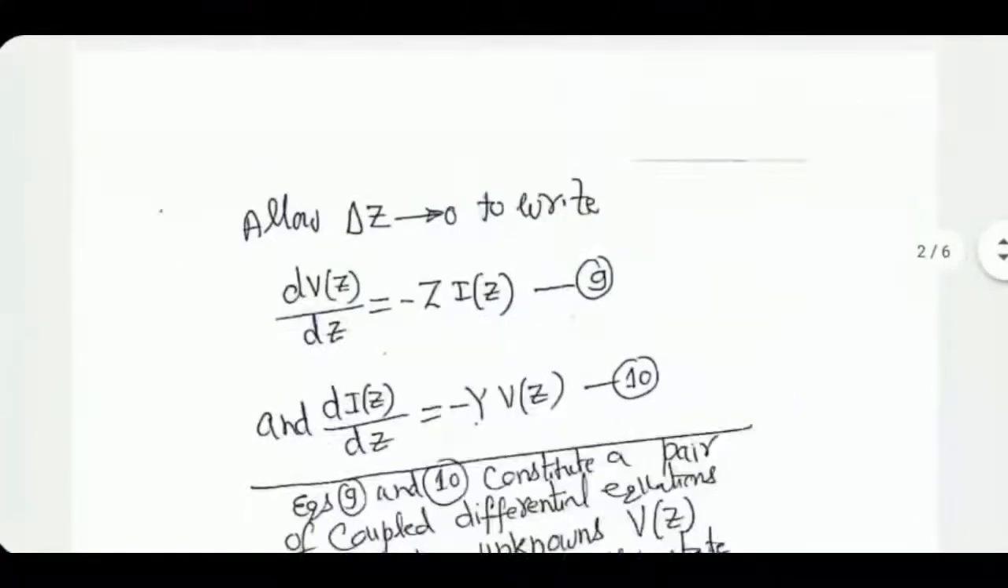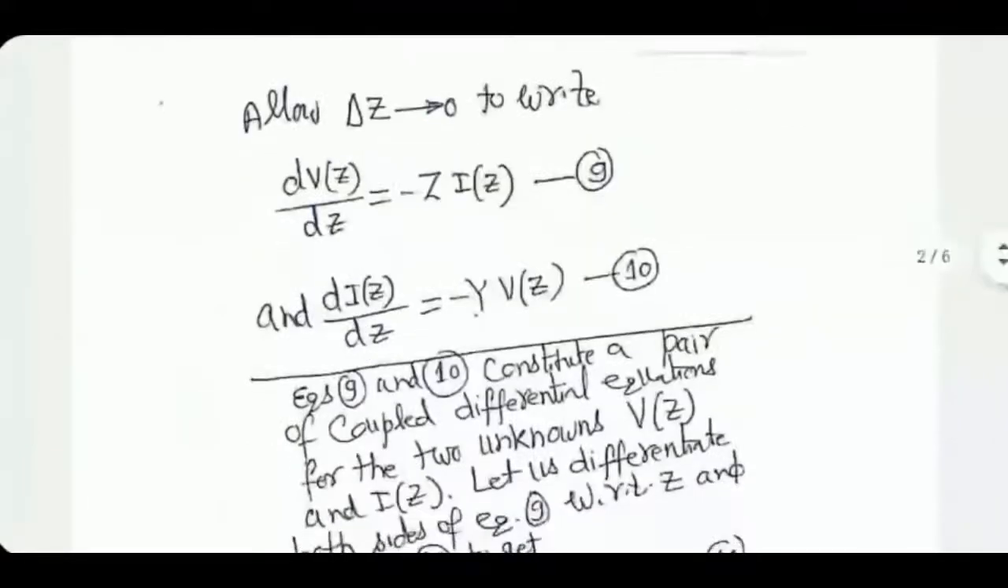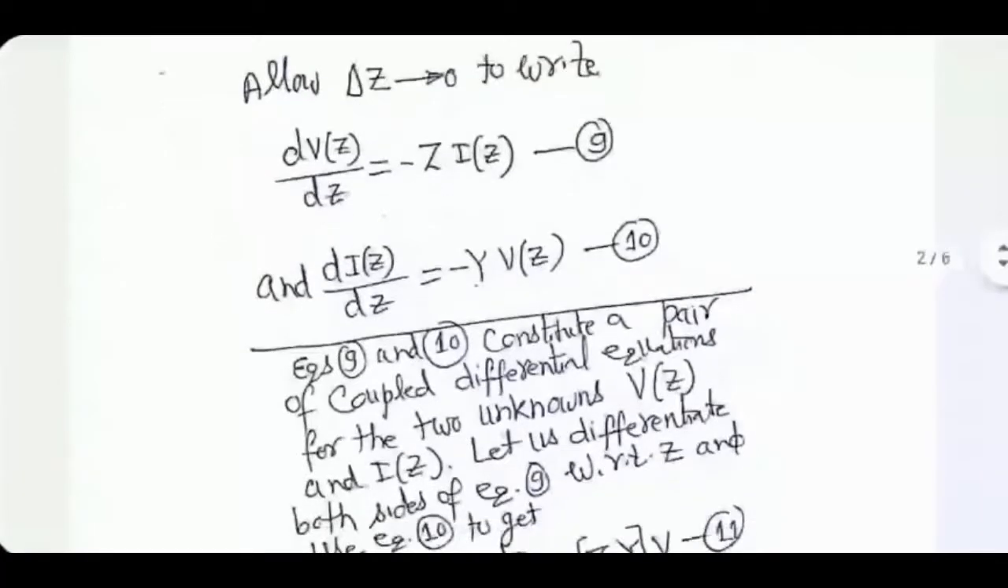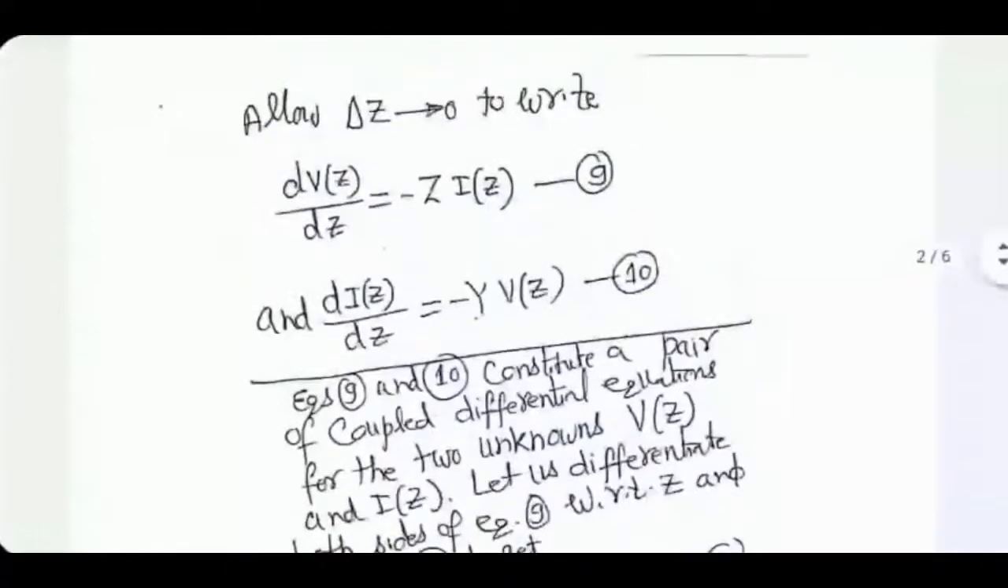Now to decouple them, the method that we use is we differentiate both sides of equation 9 with respect to small z. We will get d2v by dz square on the left hand side, and we will get minus z di by dz on the right hand side. Then I use equation 10. There I have got the value of di by dz. So I put that there.